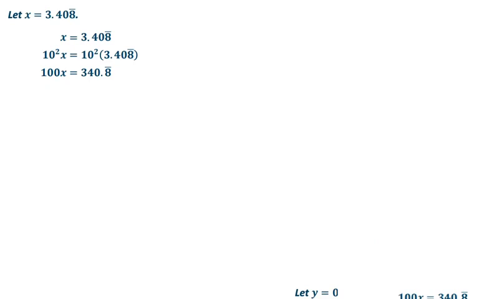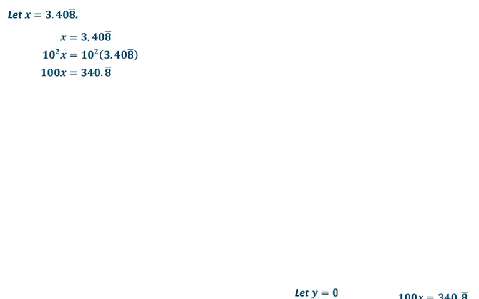We're going to begin by letting x be equal to the decimal value, 3.408, where the 8 is repeating. To get us started, we're going to multiply on both sides by 10 squared, or 100. And when we do that, it's going to give us 340.8 repeating. Notice that the repeating value is now directly next to the decimal.